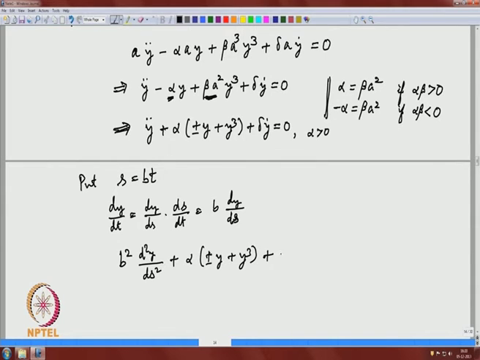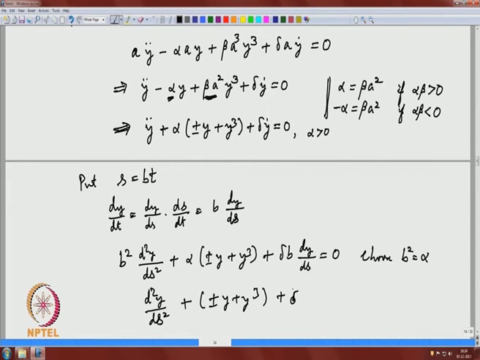But here I get delta b dy by ds equal to 0, and again I divide by b, or I choose b square equal to alpha, and if you do that and then divide, this will give d square y by ds square plus or minus y plus y cube plus delta tilde, that is dy by ds. Okay.